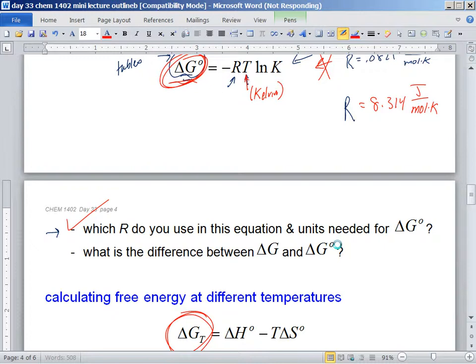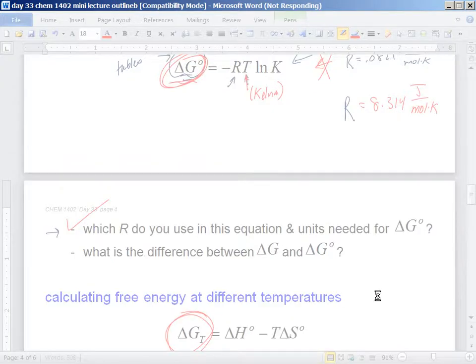Well, it means you can use the tables, but it's only under certain conditions. Enrique, what are they? 1 atmosphere, 25 degrees Celsius. They call it what conditions? Standard. They call it standard conditions. Whenever you see a superscript 0, you're supposed to say standard delta G, standard change in free energy. So that means use the tables. Look at this thing. What is going on here?